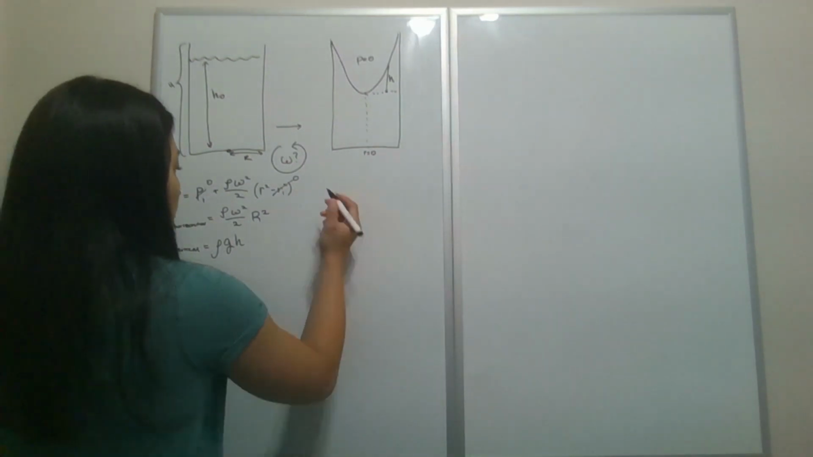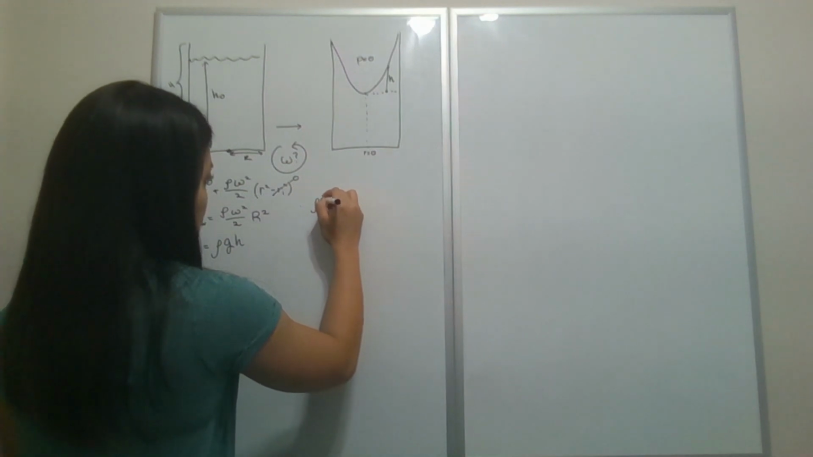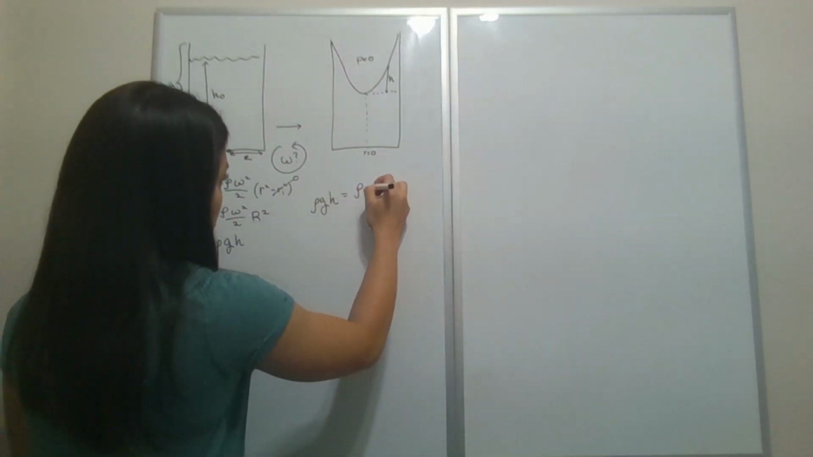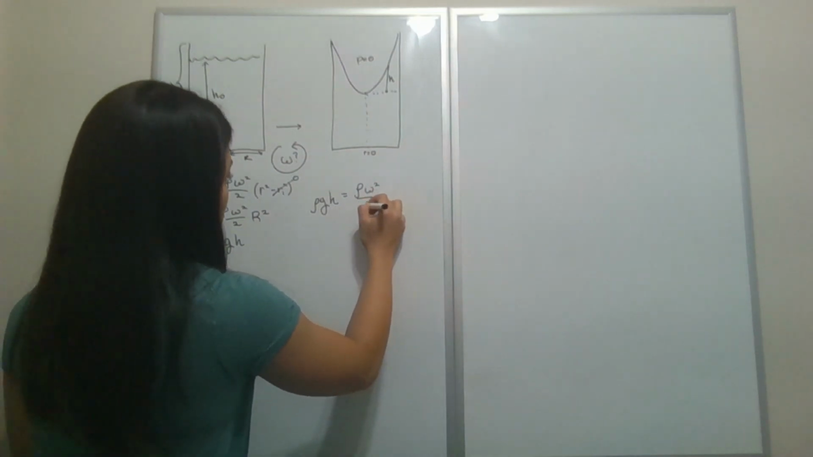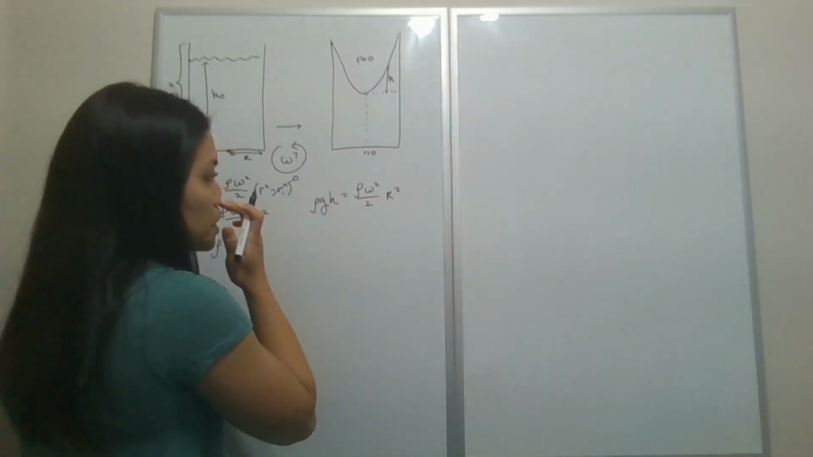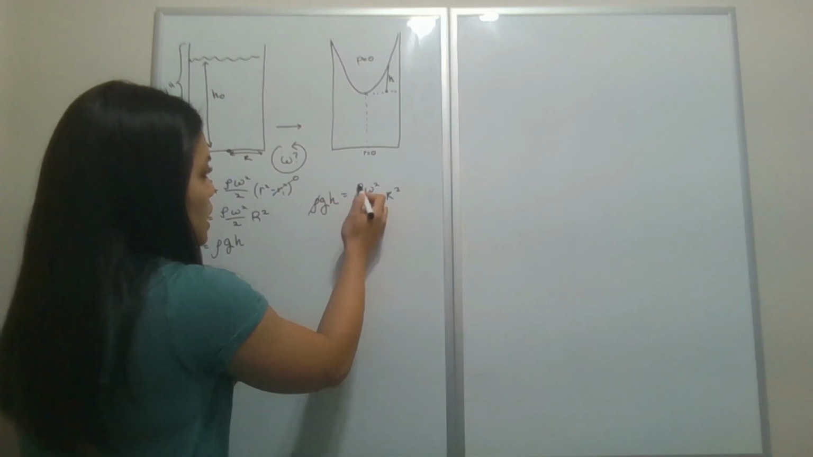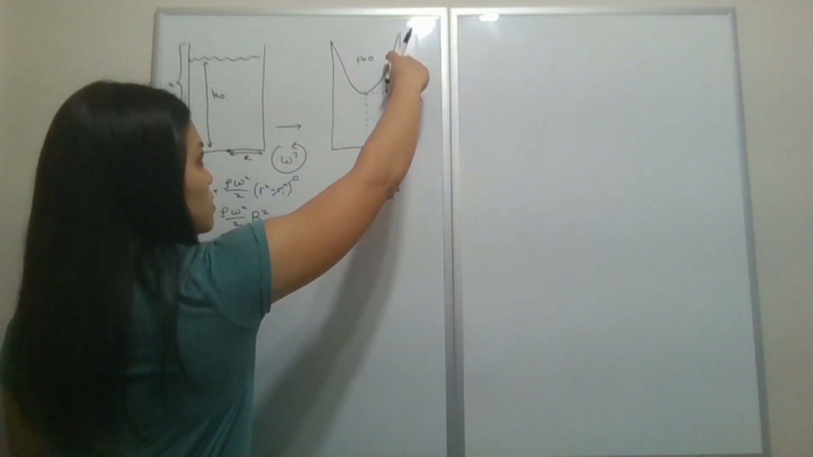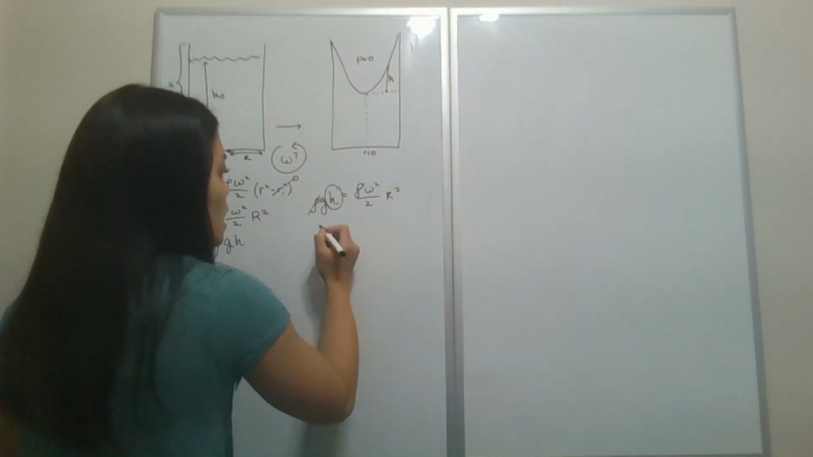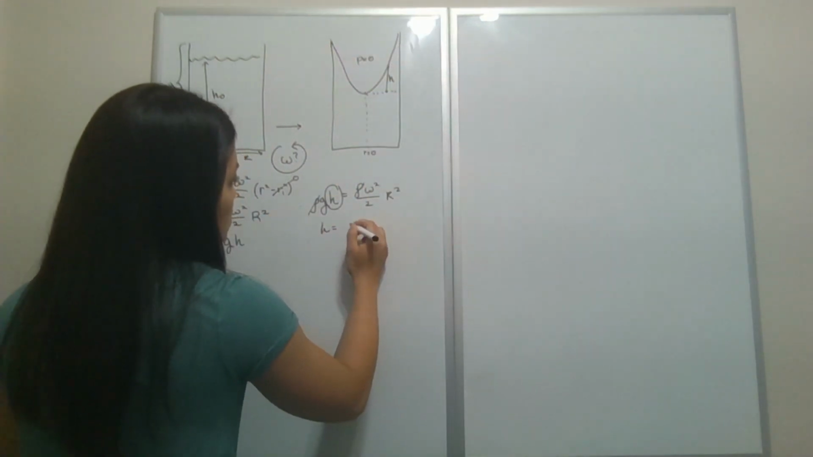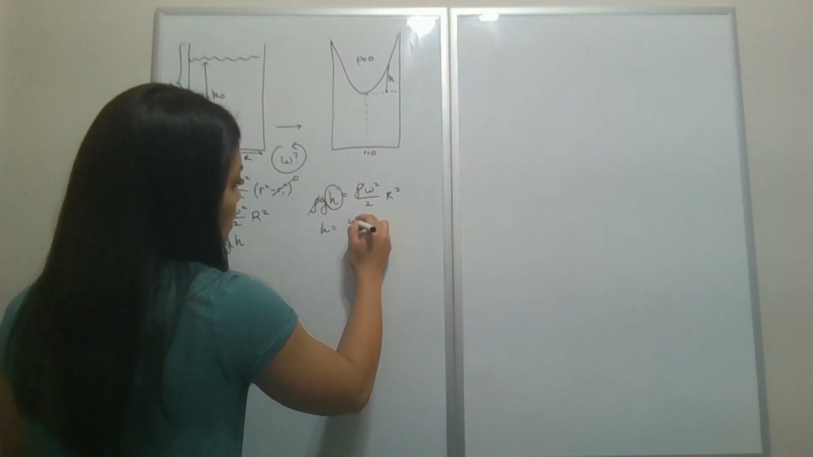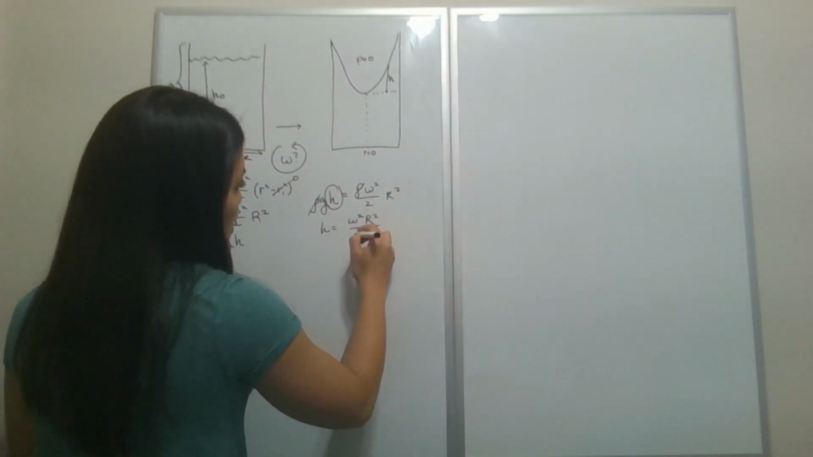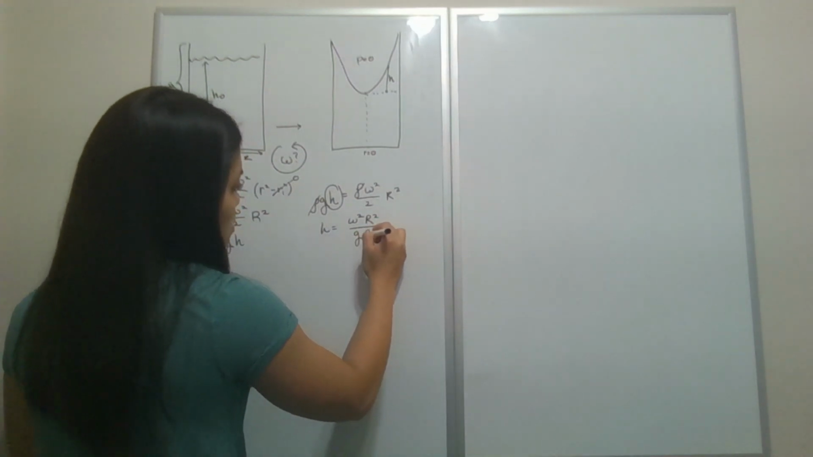So we have the density times the gravitational acceleration times the height is equal to the density times the angular frequency squared divided by 2 times the radius squared, and we can cancel out terms. So we can cancel out the density, and then we can solve for the height, which is what we're looking for, the height of the liquid as it's spinning. And so that's going to give us the height is equal to the angular frequency squared times the radius squared divided by the gravitational acceleration times 2.